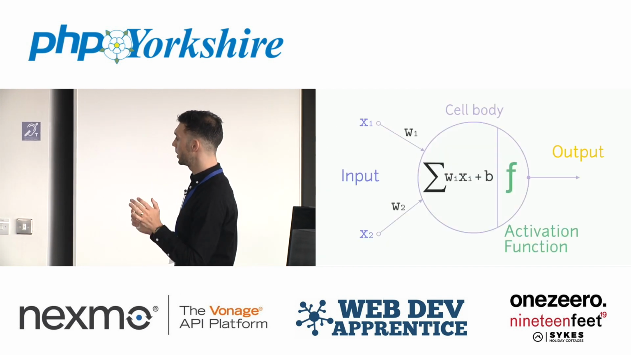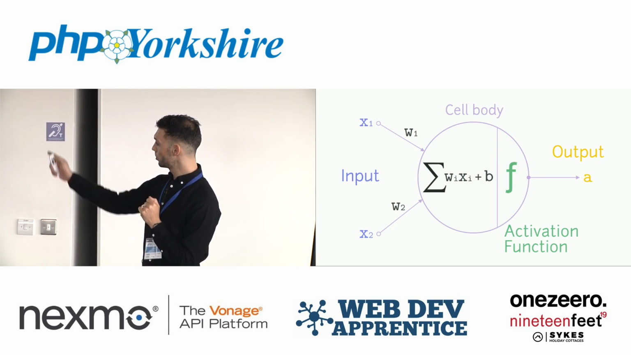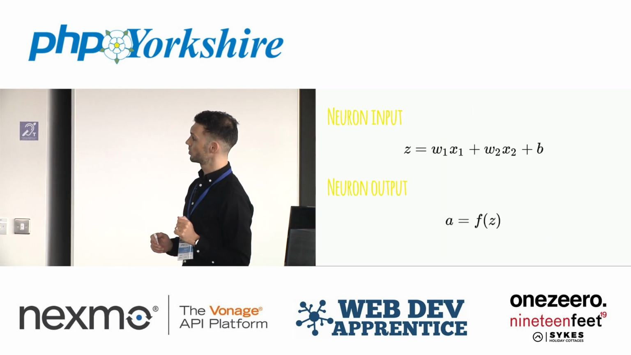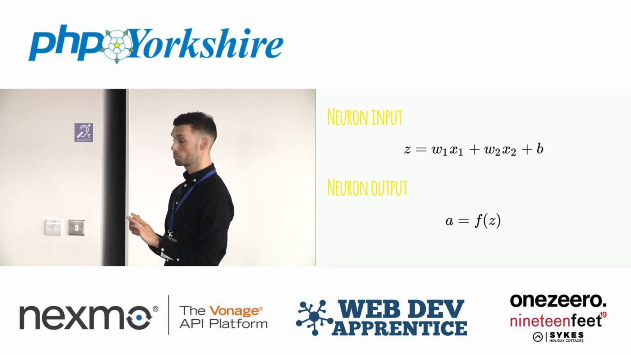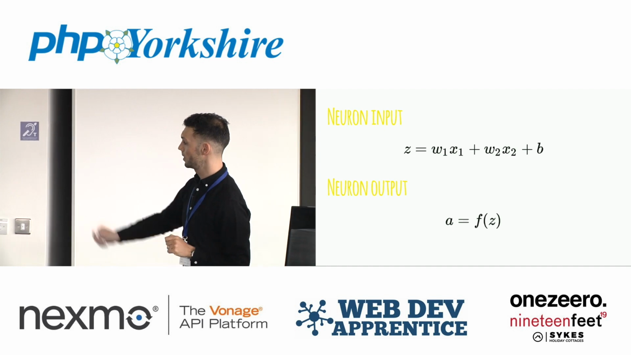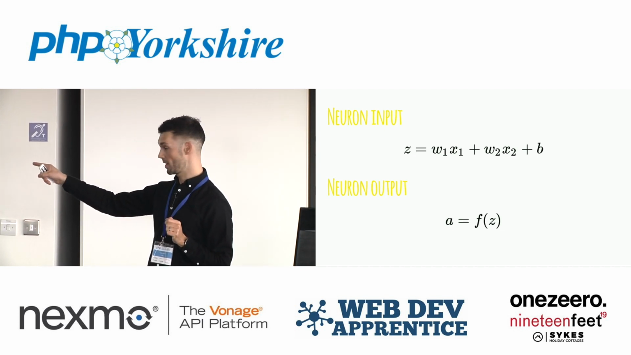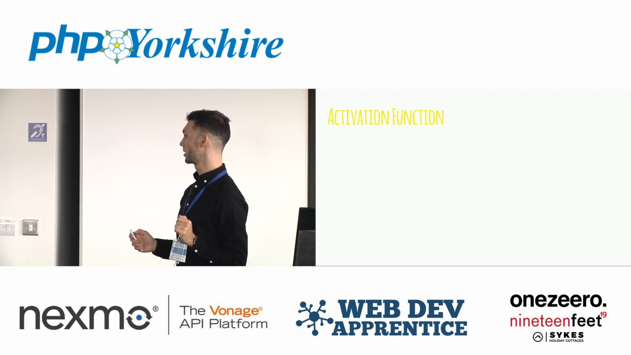So this is the full picture of the neuron. And once I have that signal processed, I get my output, which I'm going to call A. So in summary, this is the sum of Wx plus bias, which I'm going to store in a variable called Z. And my neuron output, after being passed through the activation function, F, will be my A. So this is what's happening inside the neuron.